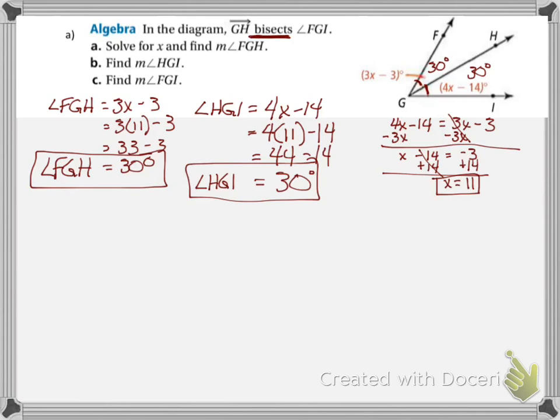Well, it also says to find the measure of FGI. So that's the whole angle. So you're using the angle addition postulate. So the measure of angle FGI, it's just adding both of these together. So the measure of FGI is 60 degrees.